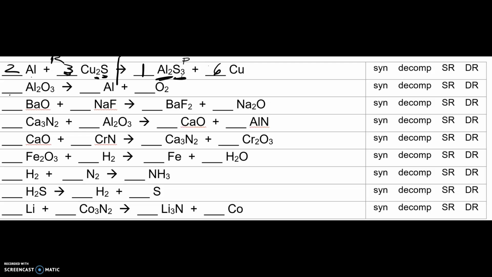The type of reaction it is: it's a single replacement. How do I know that? We have aluminum that's replacing copper and bonding with sulfur, and so it's a single replacement. An easier way to spot it is if you have 3 elements involved in a reaction, like you have aluminum, copper, sulfur, it's a single replacement.